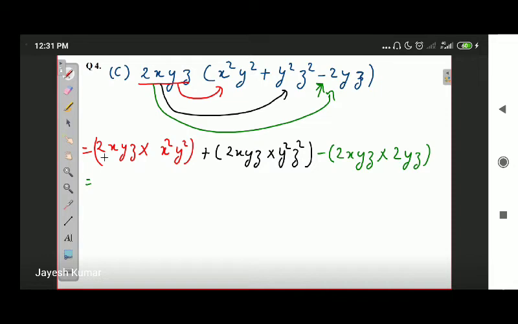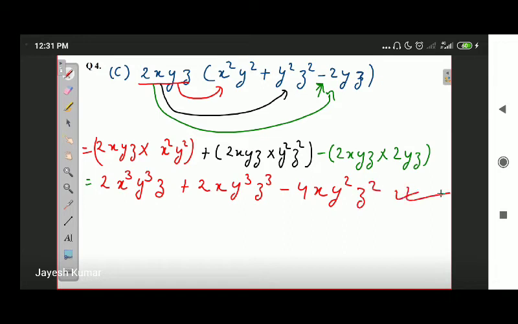So this will be 2 into constant, with the second term having no constant, so this will be 2. X to the power 1 into x to the power 2 will be x to the power 3. Y to the power 1 into y to the power 2 will be y to the power 3, and z as it is. Plus 2 into x as it is, y to the power 1 into y square, this will be y cube, z into z square, that will be z cube. Minus 2 2s are 4, x as it is, y to the power 1 into y to the power 1 will be y square, z into z will be z square. So this will be your final answer.